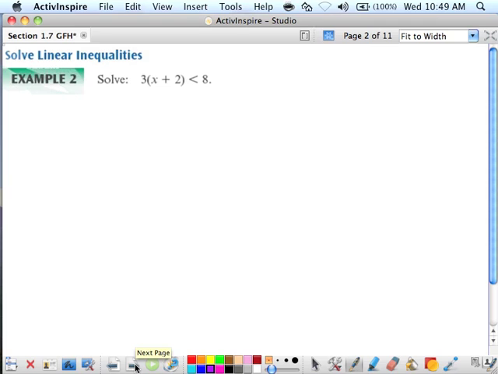3 times (x plus 2) is less than 8. This should be a fairly easy thing for us to solve. The first thing we need to do is distribute the 3. That gives us 3x plus 6 is less than 8. Then we subtract 6 from both sides. 3x is less than 2. Divide both sides by 3.